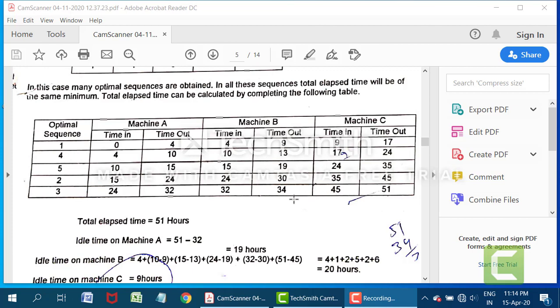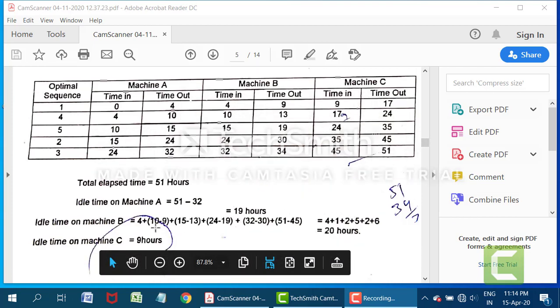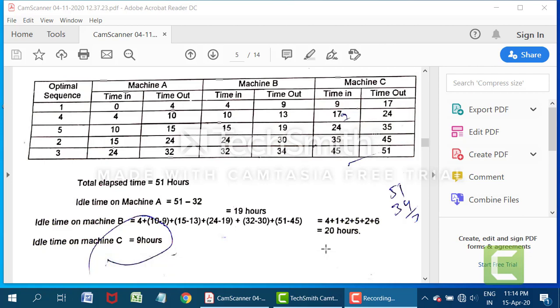So machine B was doing the work only up to clock time 34. Thereafter it was idle up to 51. So 51 minus 34. If you sum up all these idle times, that comes to be 20. Whether it is hours or minutes depends upon the time units, so 20 minutes it was idle.